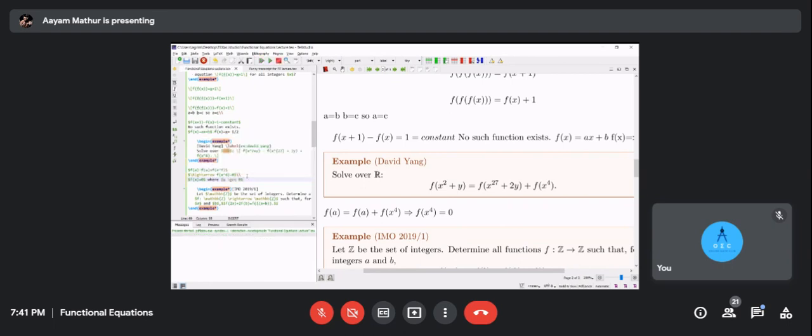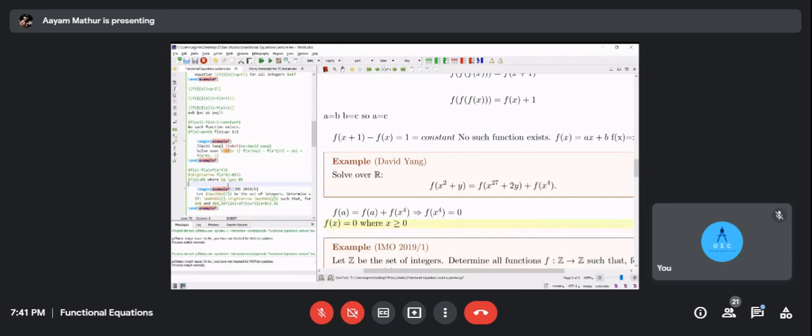Yeah, I guess because any real number can be written as the fourth root of another real number. Exactly. This holds true for the positives, right? You could take the fourth root of any positive real number and it will still be a real number. And so we get that whenever x is non-negative, you get that f of x is 0. And so that is great information. Now what do we do?